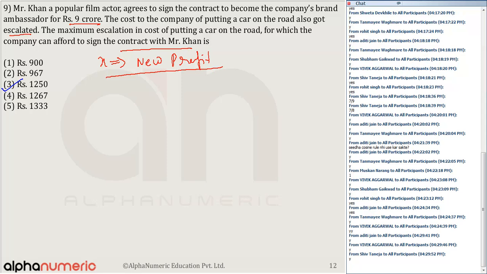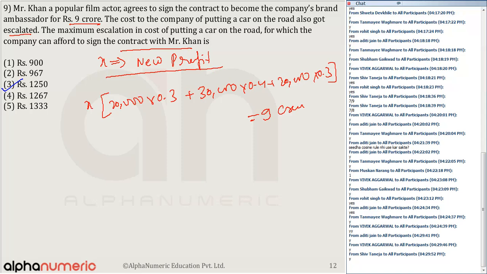Okay. So what will come in this case? The company is paying a brand ambassador 9 crore. Okay? So I can say X into the same funda, that is 20,000 into 0.3 plus 30,000 into 0.4 plus 20,000 into 0.3, and this must be equal to 9 crores. Okay, 9 crores. So if you solve this, you will get the value of X equal to 3750 crores. Okay, 3750 crores. So the profit in this case will be this.